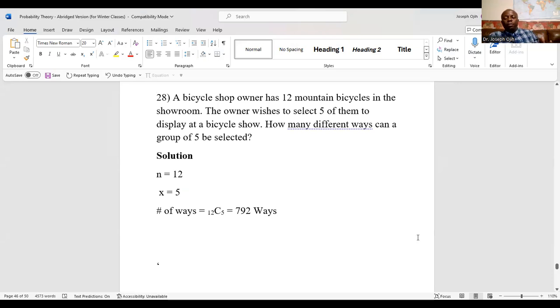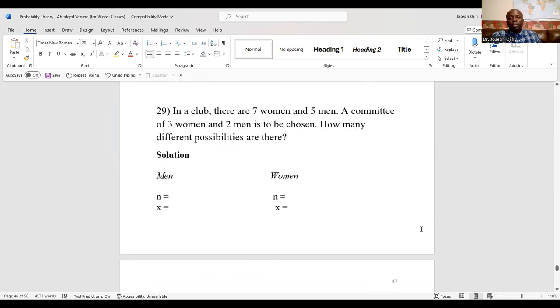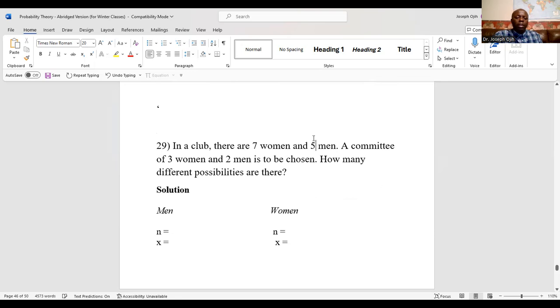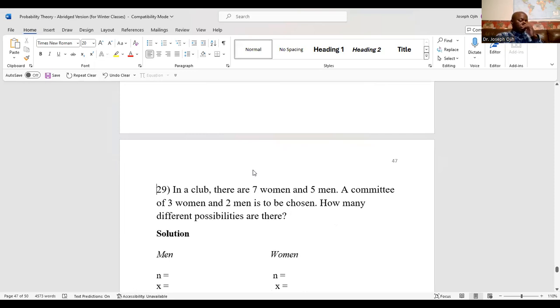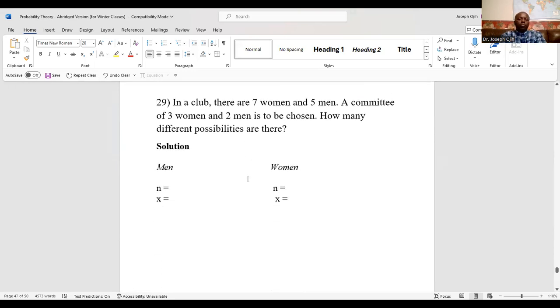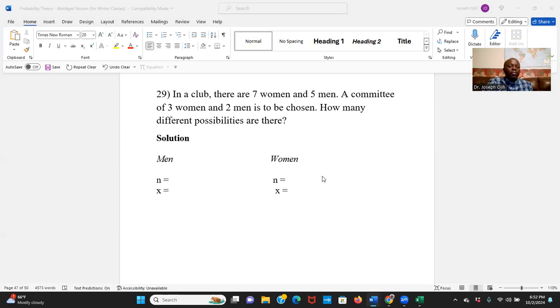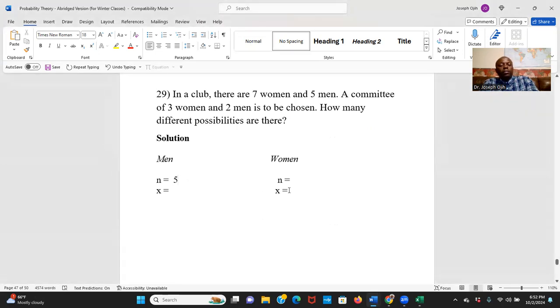Now, this question can be asked in a different form. I mean, the question about combination can be asked in a different form, like this one here. It says, a committee, sorry, in a club, there are 7 women and 5 men. A committee of 3 women and 2 men are to be chosen. How many different possibilities are there? So there are 7 women and 5 men, 5 men and 7 women to choose from.